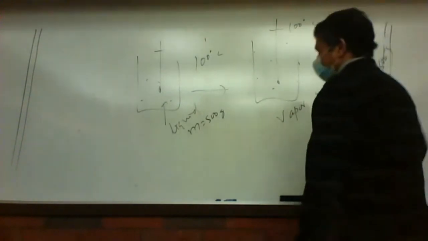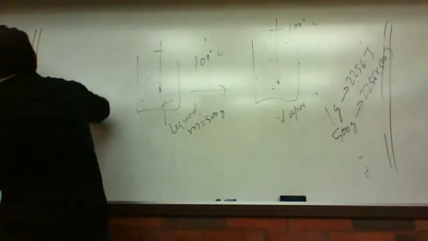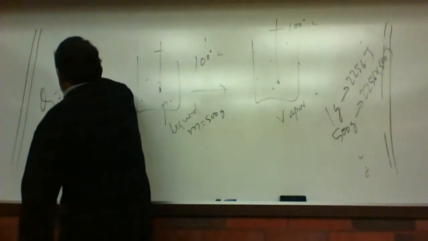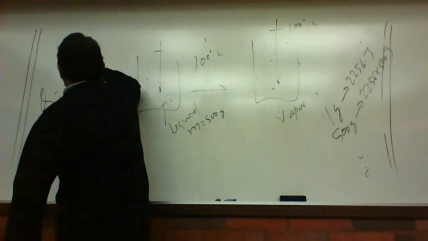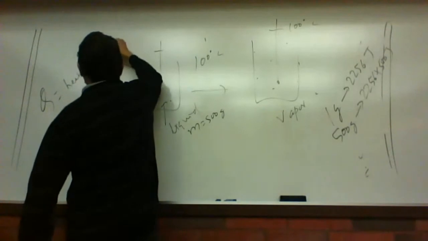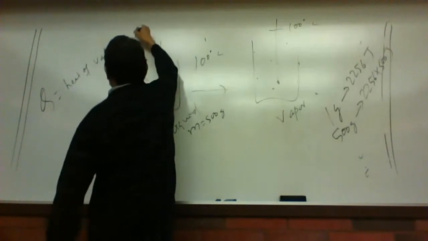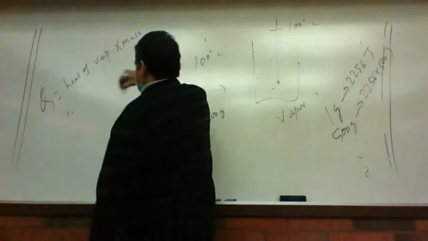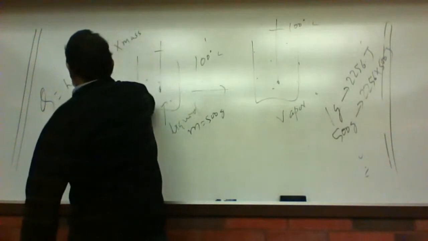Another way is the same thing. Q is equal to the heat of vaporization multiplied by the mass. You can also do this one. The heat of vaporization for water is 2256 joule per gram.